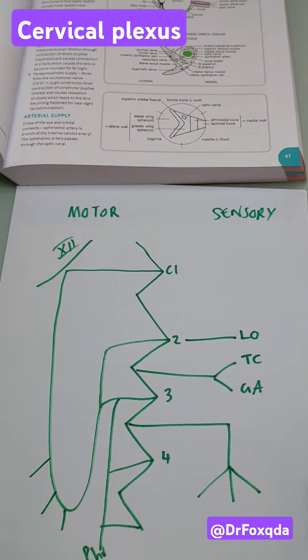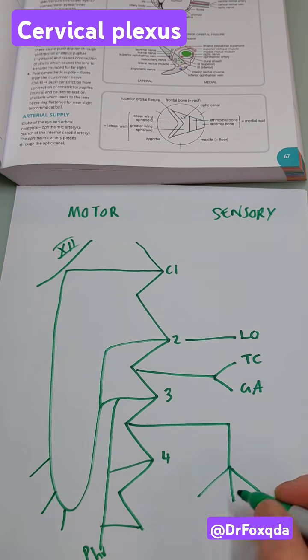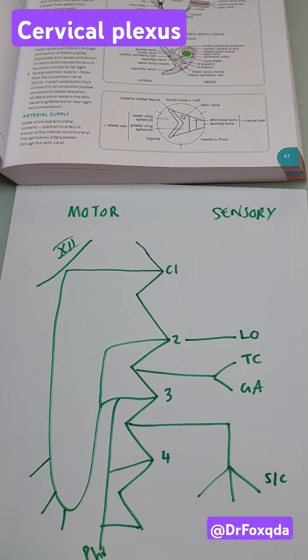So the supraclavicular nerve has 3 main parts: the medial, intermediate and lateral parts. So I draw it as 3 parts. And that's pretty much the easiest way to learn the cervical plexus.